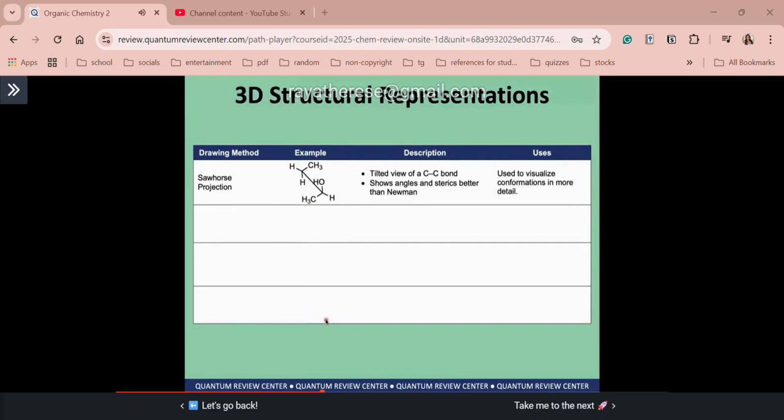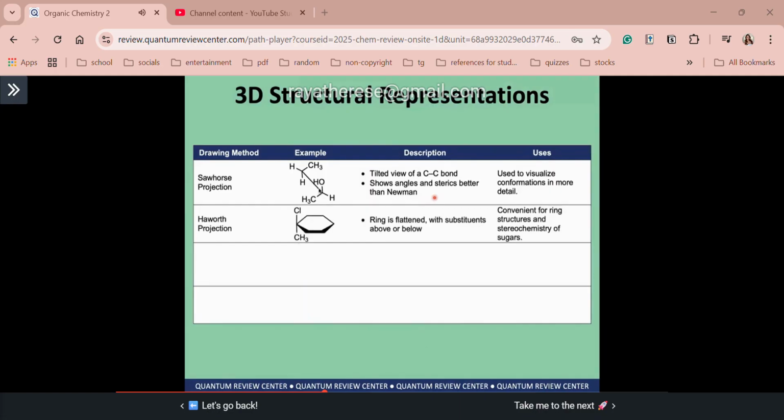Okay, next visualization, sawhorse projection. Now, diba somehow, it's like your Newman projection but a different angle. Side view na siya class, again, a tilted view to visualize the conformations. So similar with your Newman class, it has your staggered and eclipsed conformations. So better lang yung angles natin here. And of course, very important to study the sterics through our sawhorse projection.